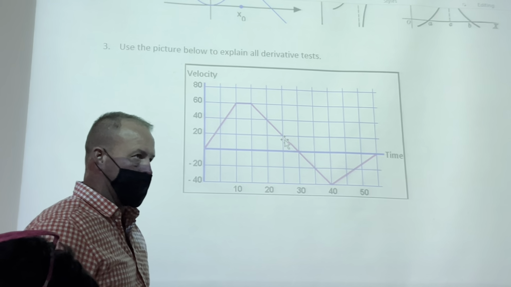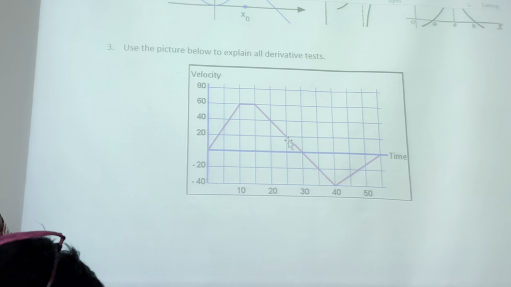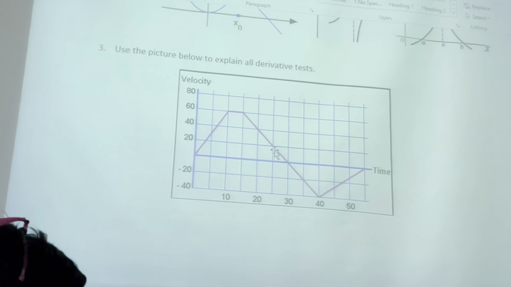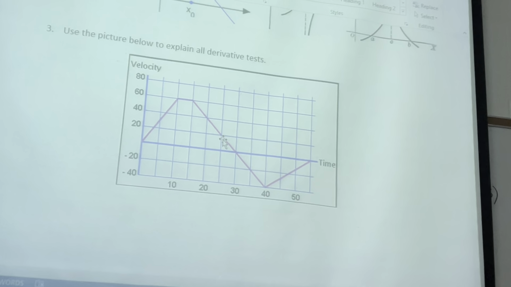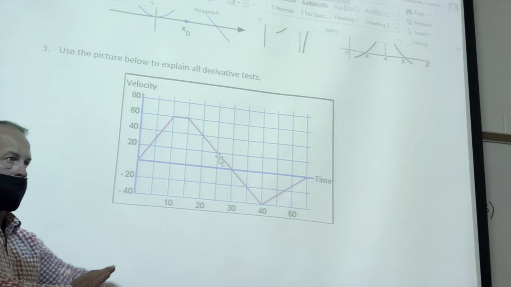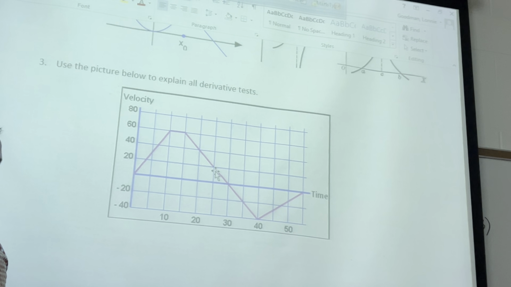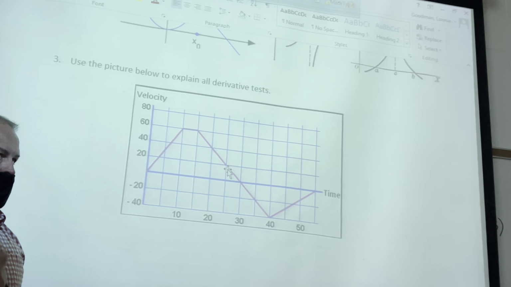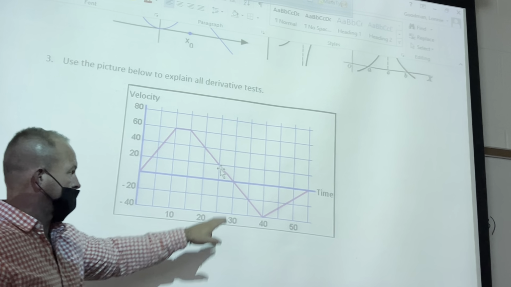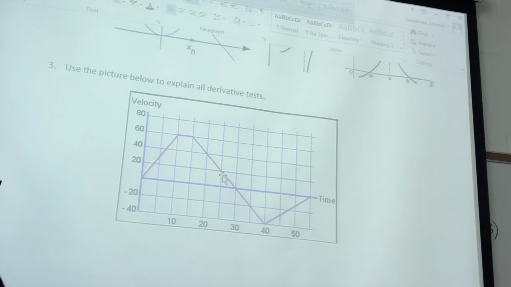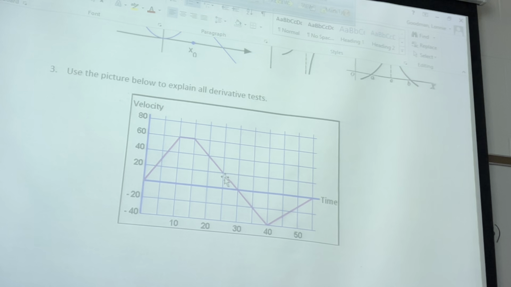And I'm not going to use all those numbers to speed up the time. Position has a local minimum when velocity changes signs from negative to positive. Never occurs. Position has a local maximum where velocity changes signs from positive to negative. This occurs from here to here. So it's at 30.